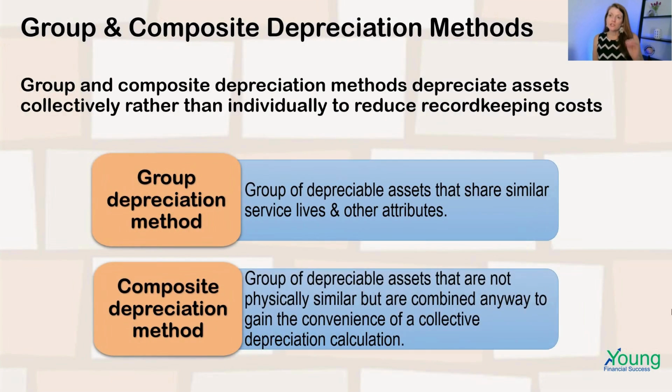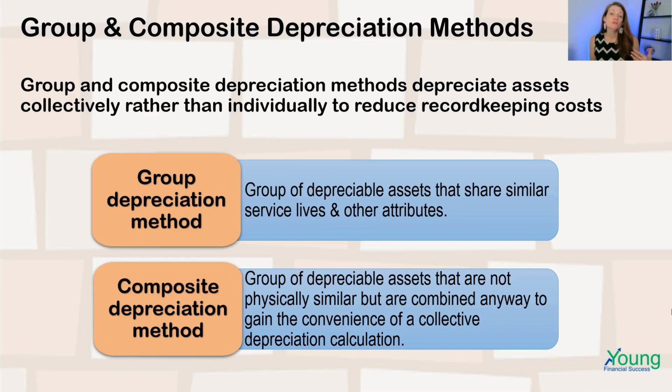So let's look at group and composite depreciation methods. So these depreciate assets collectively rather than individually to reduce record-keeping costs. So let's say Amazon bought a whole fleet of 50 trucks all at once. And they said, okay, we don't want to go in and have to keep track of all 50 of these individually for depreciation. Instead, we're going to use the group depreciation method. This is where a group of depreciable assets share similar service lives and other attributes. So we will just group those together and depreciate them as a whole.